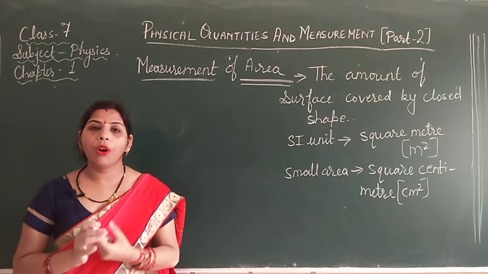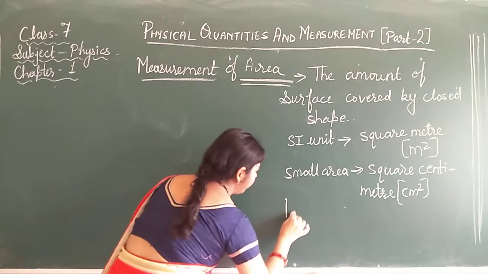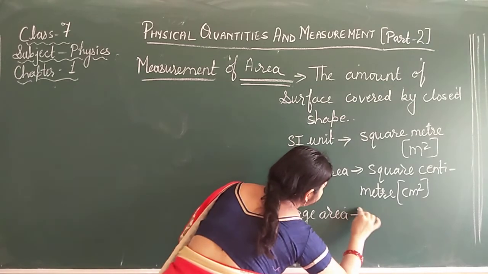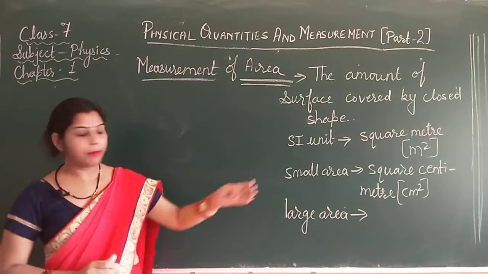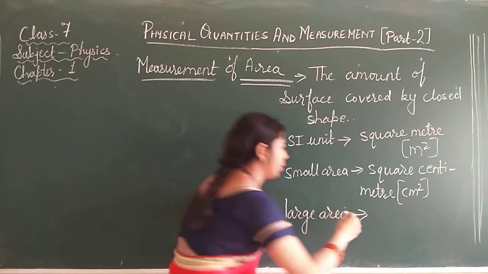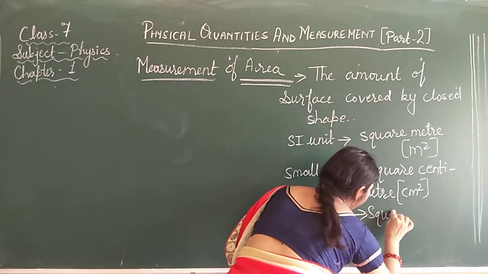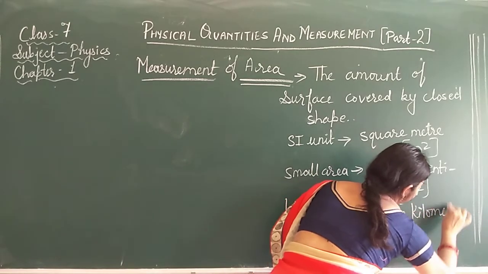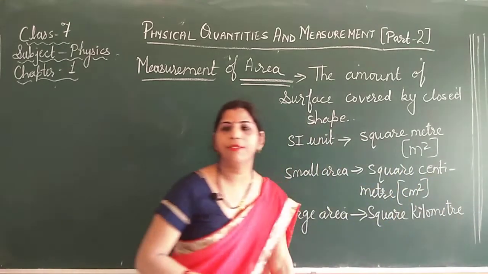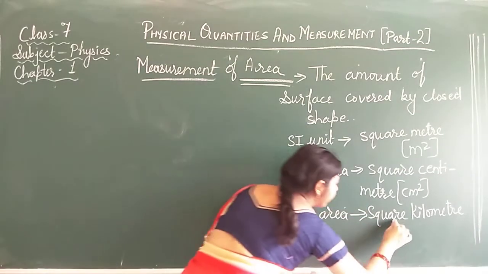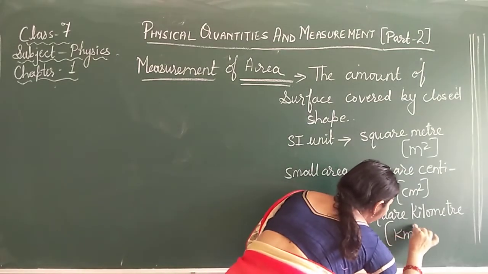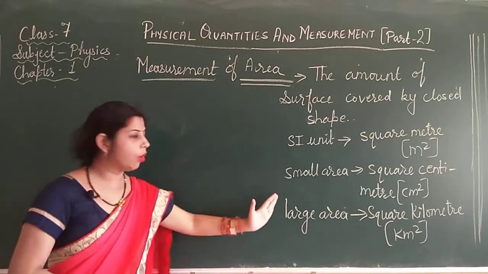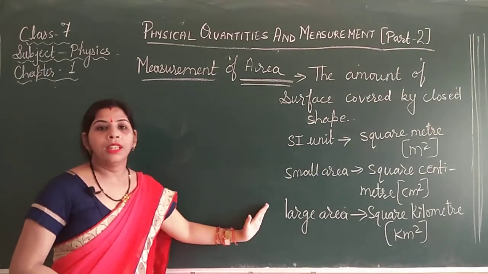Now, if we want to measure a large area, it can be measured in square kilometer. And the symbol is this one. So this is the SI unit, and the units for small and large areas.